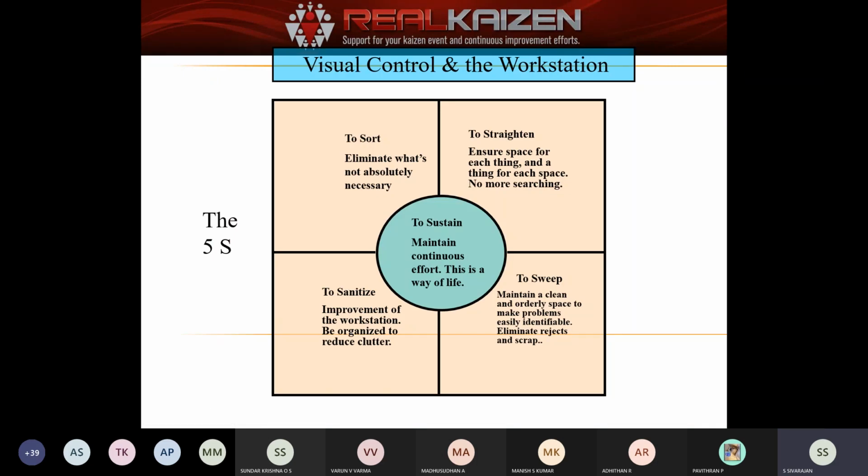So this 5S, what is it? The first S, sorting, means eliminate what is not absolutely necessary. That is a problem. Even when you come to my cabin, unnecessarily so many things are lying around. So that has to be eliminated. That will create problems. Even in your house, I think even your parents will be telling you, if something is absolutely unnecessary, we have to throw it out, because it is going to occupy space and create problems. So that is called the first S, sort.